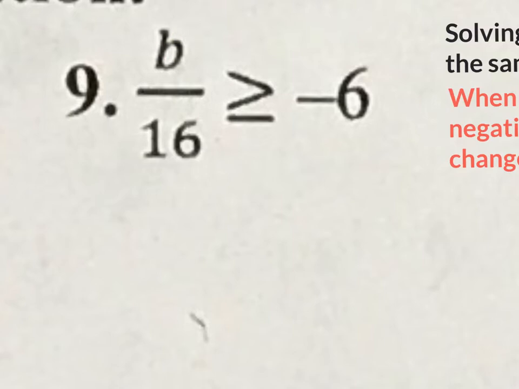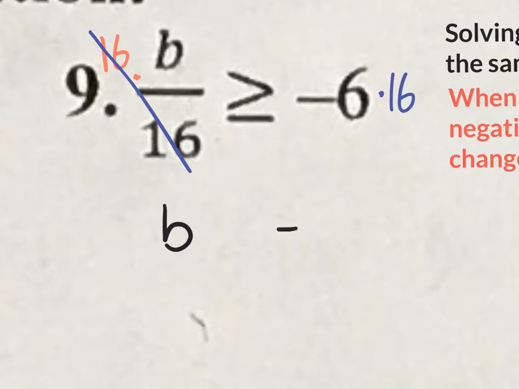I have B divided by 16. So what would I do to get rid of the division of 16? Multiply by 16. And yes, the 16's cancel. What you do to one side, you do to the other. Multiply by 16 over here. So what do I have left? I have a B. And over here, a negative 6 times 16, that's negative 96. On a calculator, you could do that. And you will get negative 96 over here.